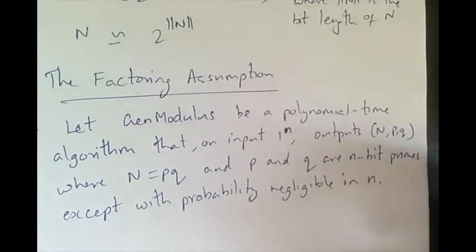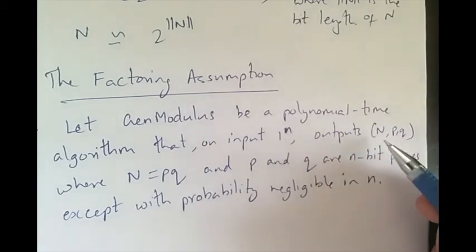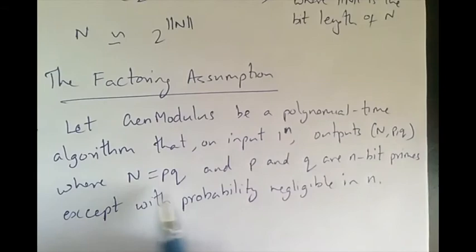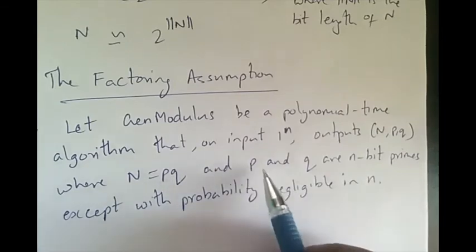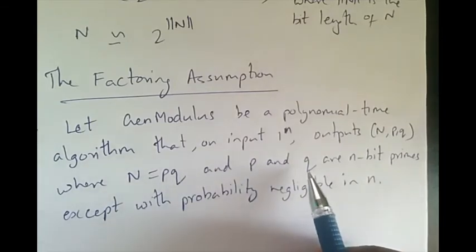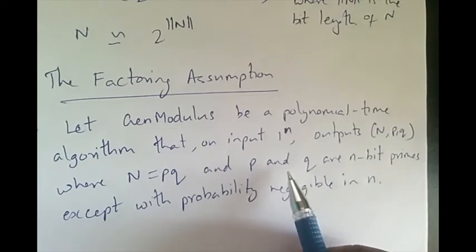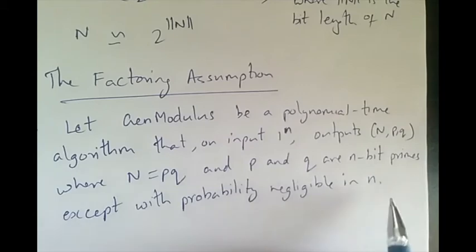So why do we have this qualification here? Gen modulus will output a triple of integers. This will always be true: the first integer will be the product of the second and the third. But these p and q may or may not be prime. We want them to be prime, and they are going to fail to be prime only with a negligible probability in n.